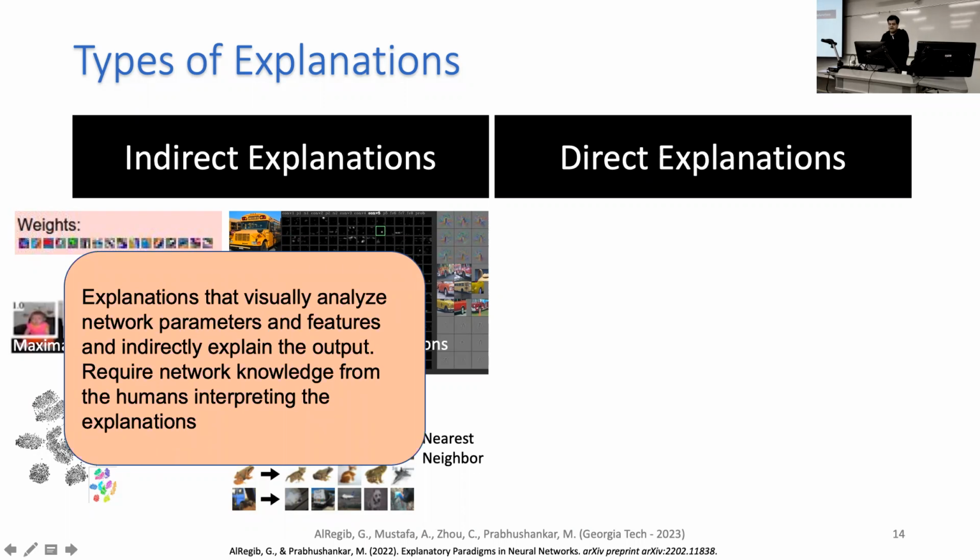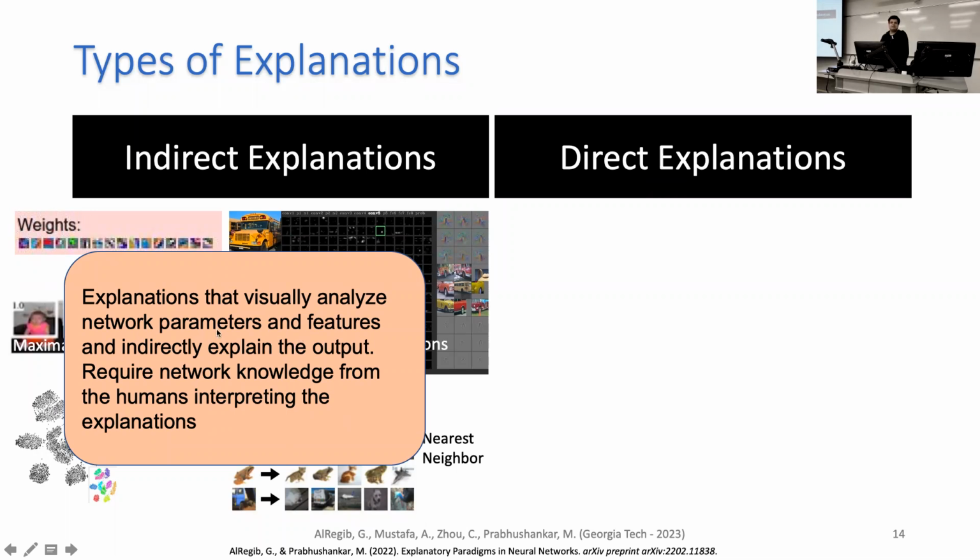Just the wording of this: explanations that visually analyze network parameters and features and indirectly explain the output. If you think back to the elephant example that we had before, which I'll bring up later, you directly saw the image and the overlapping saliency map on top of it to say that, okay, this is the reason why an elephant was predicted. But when you're doing these indirect explanations, where you're visualizing the weights and activations, you're not getting a direct reference to an image. Rather, what you're getting is an understanding of the internal neural network embeddings and internal network parameters. By network parameters here, we mean the actual weights and biases and all the calculations that can happen within it. Features, of course, are the activations within the neural network.